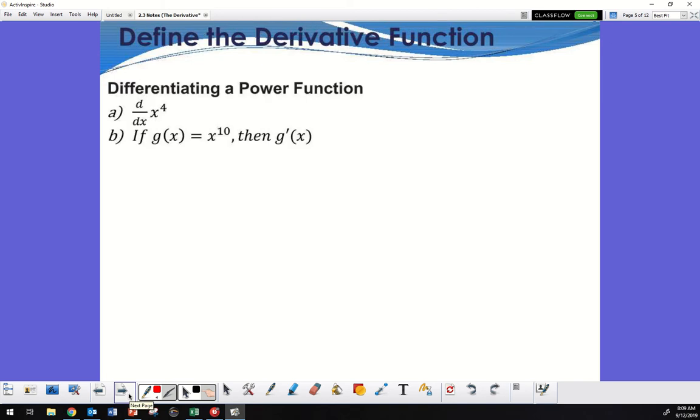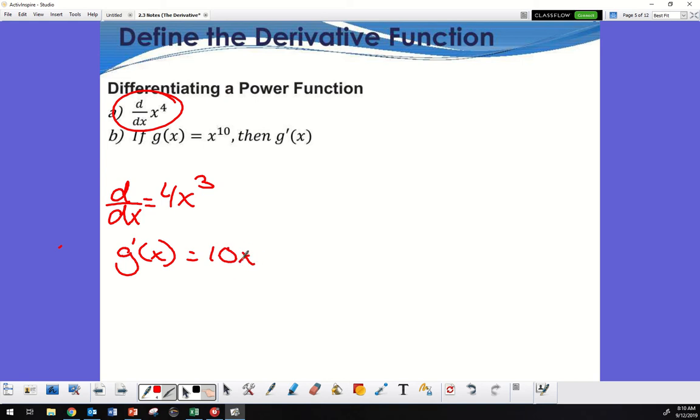All right, so how about this one? Find the derivative of x to the 4th. What did I say happens to that power? It goes out front. So it's going to be 4x to the 3rd. All right, what about this next one? So g prime of x is 10x to the 9th.